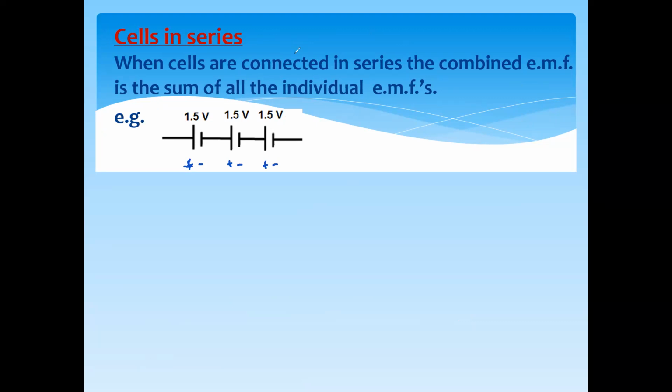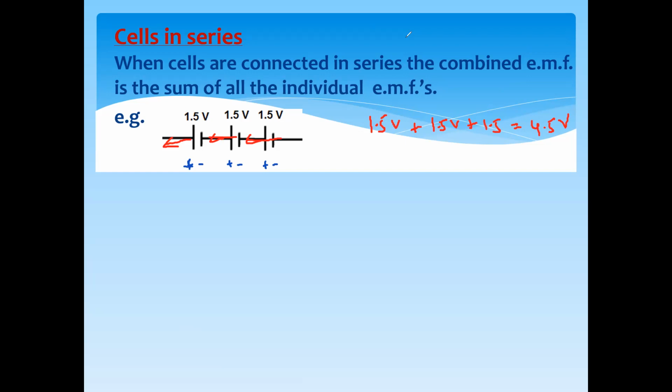So what will be the combined, or resultant, EMF? 1.5 from cell 1, 1.5 from cell 2 and 1.5 from cell 3. And all want to transfer the energy in the same direction, because positive to negative, positive to negative, positive. As a result, what will be the combined EMF? It will be 1.5 plus 1.5 plus 1.5, so it will be equal to 4.5 volts. But what if we change the direction?